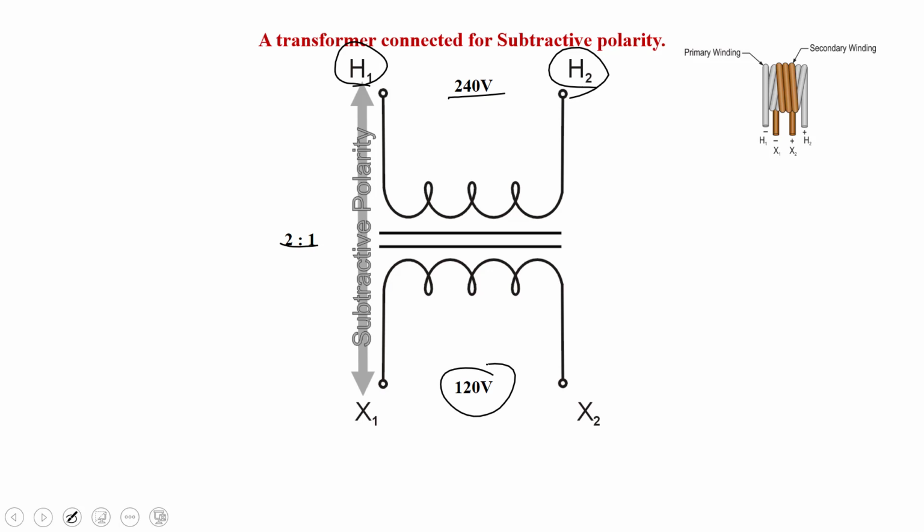And then the other end is X2. X2 and H2 are on the same adjacent side of that transformer. Now, if we don't know what the polarity of this transformer is, we do the test. Same test that we just did. So we apply rated voltage, or a voltage, to the primary. In this case, we're going to apply 240 volts, and it's going to induce 120 volts on the secondary.